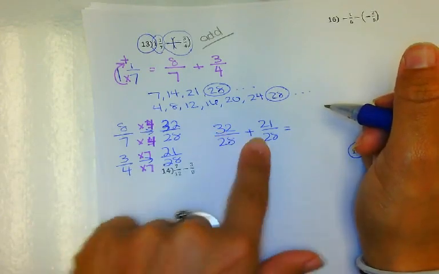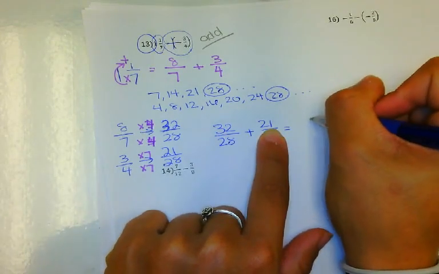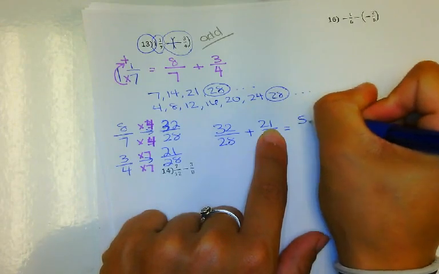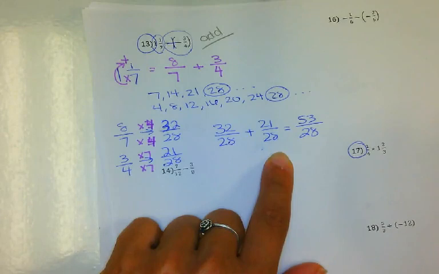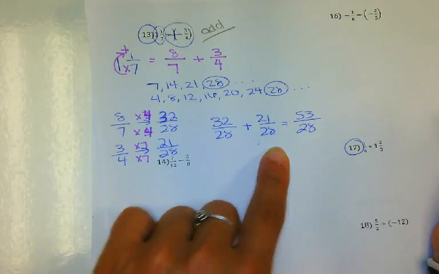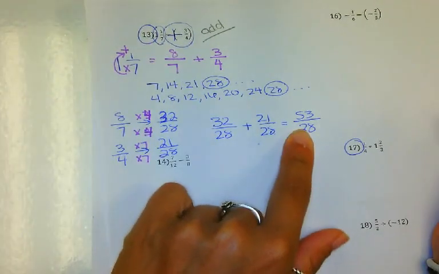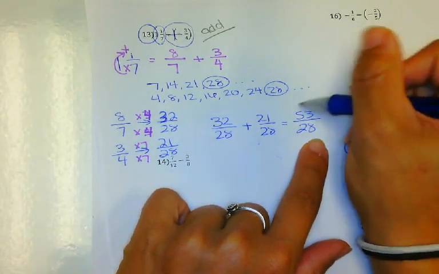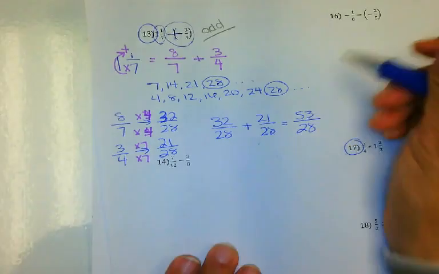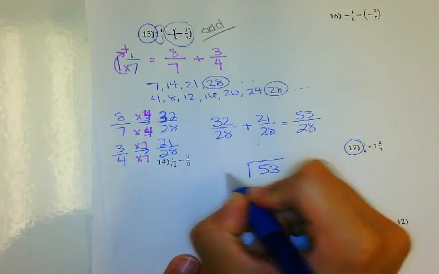So 32 plus 21. See if you can do it. You should have gotten 53 over 28. Now, when you look at your signs, both of them are positive, so this is going to be positive. When your top number is bigger than your bottom, you're going to divide. Okay, so if you need to write that, write that. So we got 53 divided by 28.